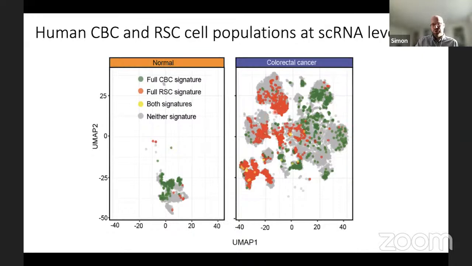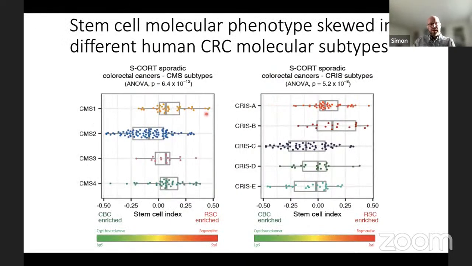So here we have two discrete and distinct populations of stem cells present in colorectal cancer, confirming the idea that in the disrupted signaling milieu of colorectal cancer, we have the ability to form these regenerative stem cells, with cells falling back to behave like stem cells where they shouldn't. So the next thing we did was to ask, can we see that the stem cell molecular phenotype is altered in different human types of colorectal cancer?